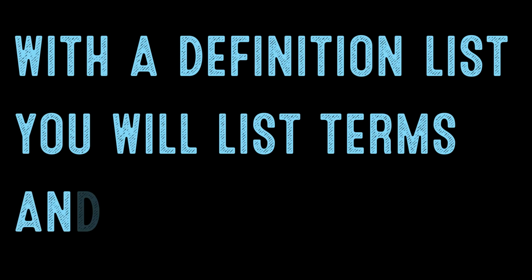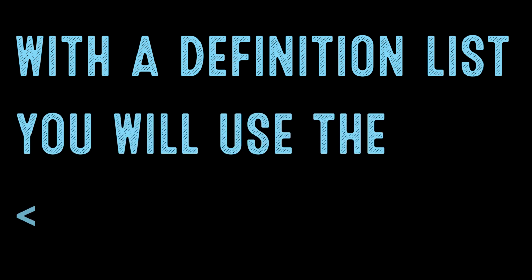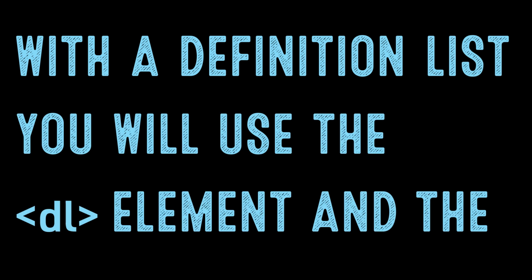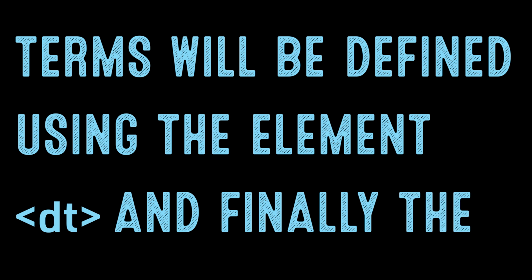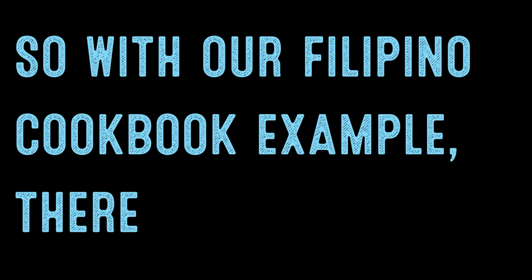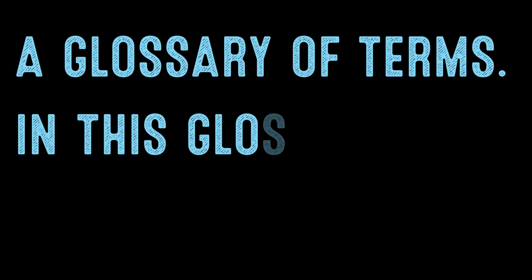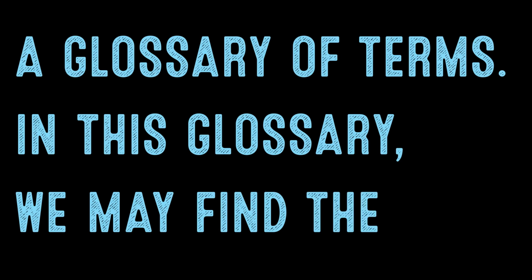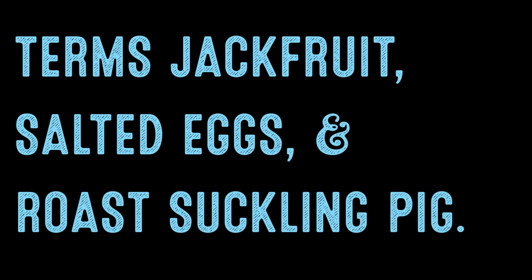With a definition list, you will list terms and then define them. You will use the DL element, and the terms will be defined using the element DT. And finally, the definition itself would be inside the element DD. So continuing with our Filipino cookbook example, there may be a glossary of terms. In this glossary, we may find the terms jackfruit, salted eggs, and roast suckling pig.